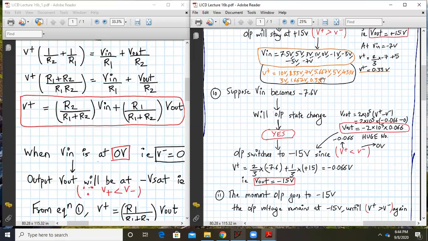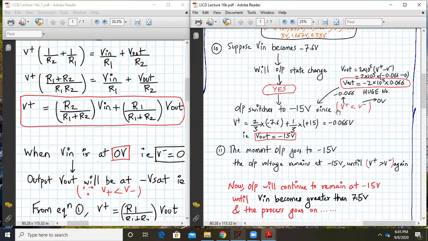Now let's say suddenly V in becomes lesser than minus 7.6. It becomes minus 7.6. Will my output state change? Well, let's find out. So right now V plus is 2 by 3 times minus 7.6 plus 15 divided by 3, that is plus 5. Yes, right now there is a chance. So V plus has become minus 0.066 and V minus is 0 because it is grounded, right? So in this case, your V plus is lesser than V minus.